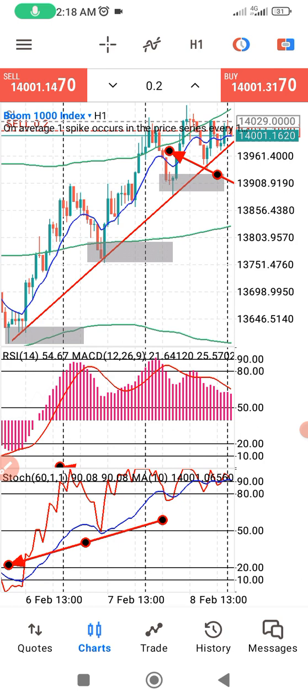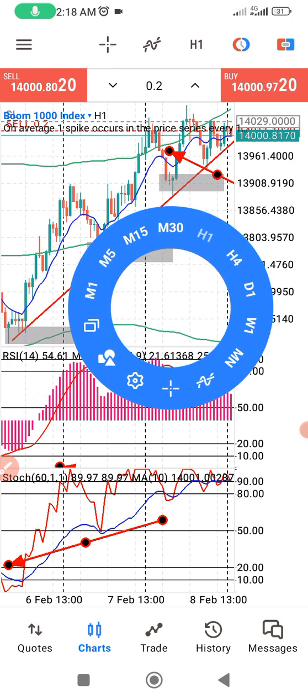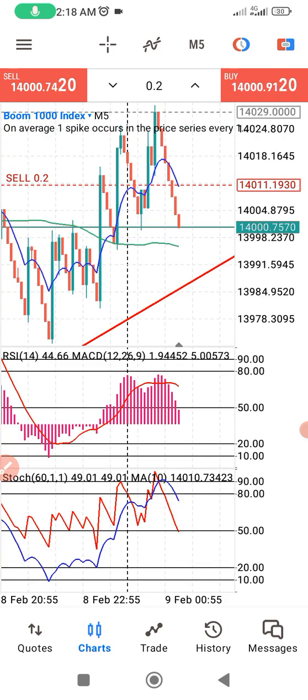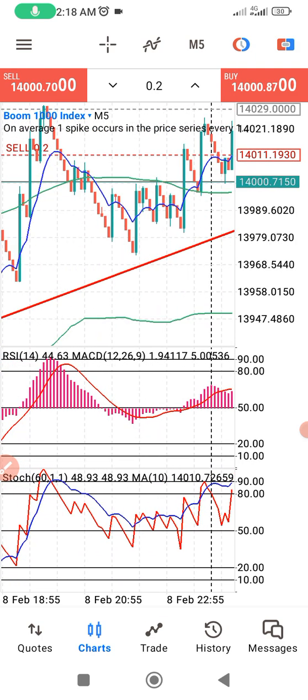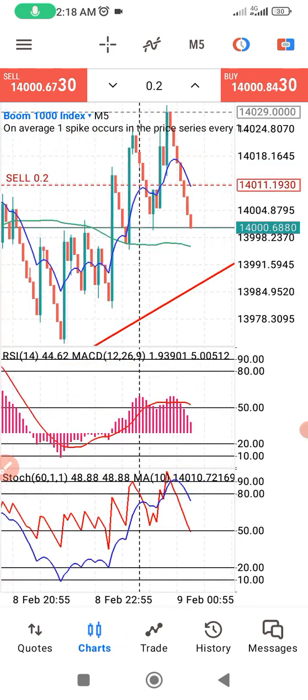Now this analysis is for those who want to make entries on 15 minutes and 5 minutes. If your entries are going to be on 15 minutes and 5 minutes, this analysis should be done on the 1 hour. And having done this, we will now move to our M5. Okay, and this is our M5.